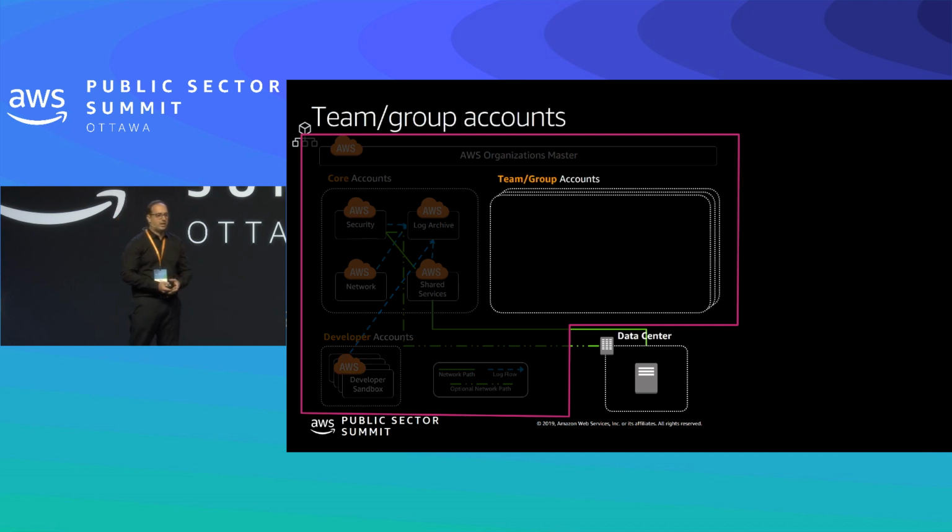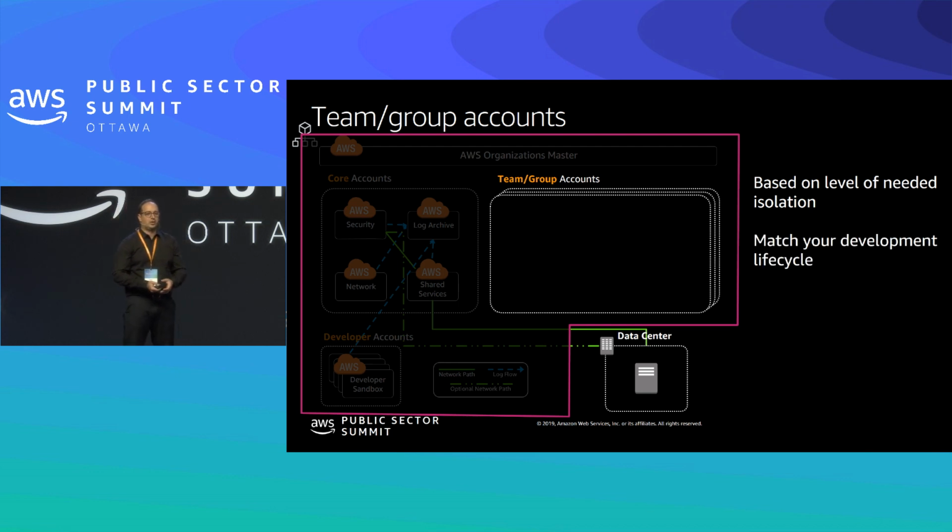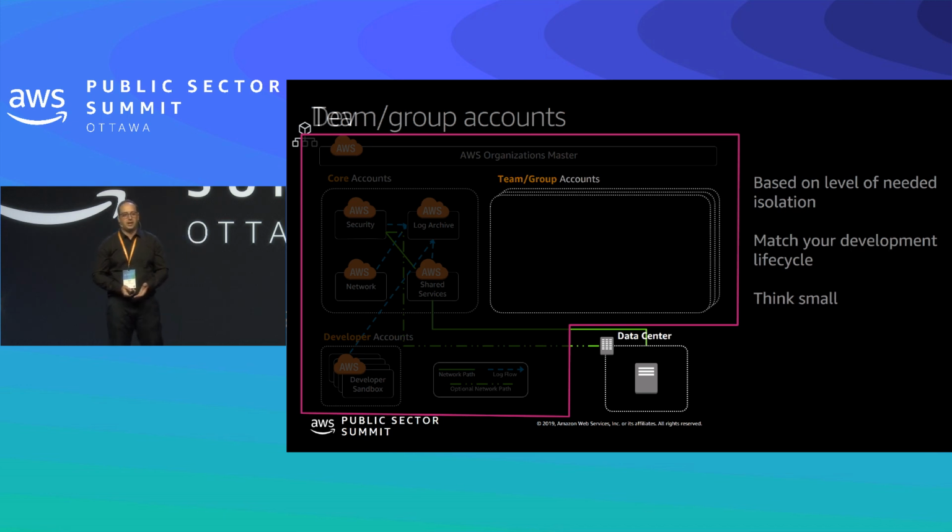And then we have team group accounts. It's based on a level of needed isolation, whether it's one application, or a mobile application that you want to have an account for, or a collection. The isolation level is up to you. But we want to match your development lifecycle. So the development lifecycle is development, staging, test, production. You can think small based on how you want to define these accounts.